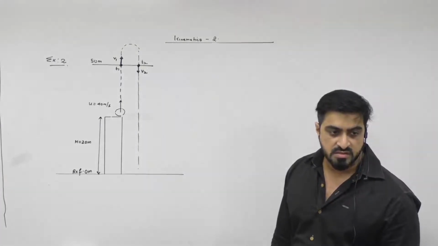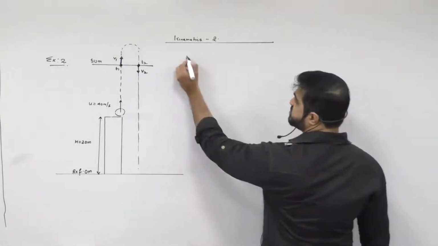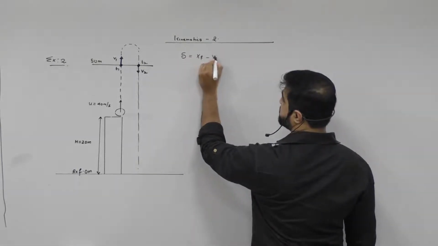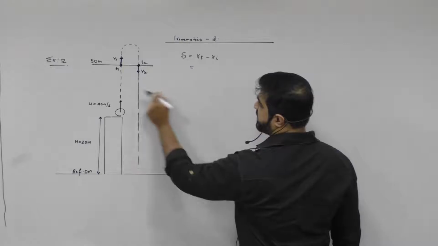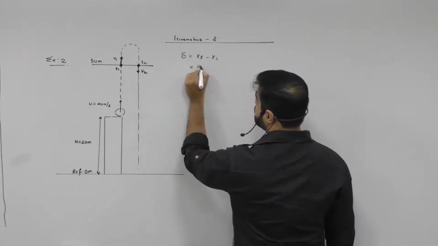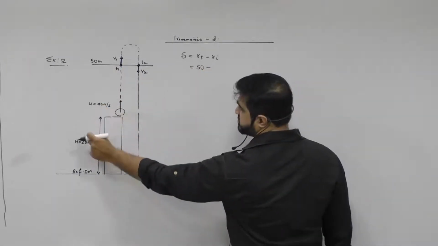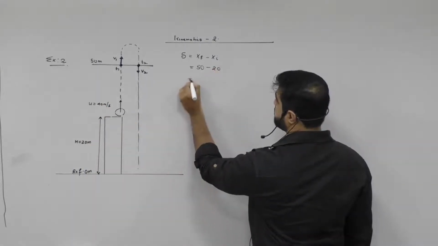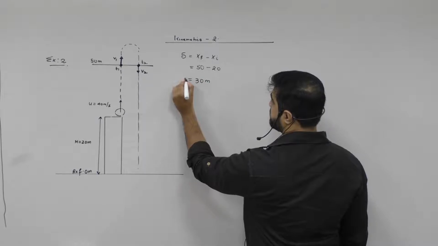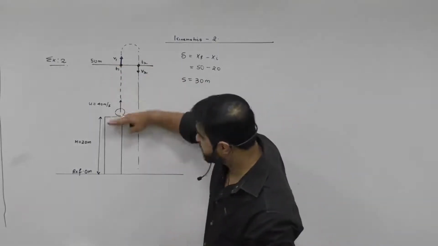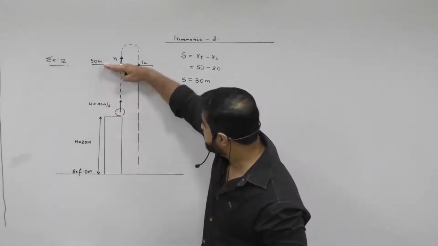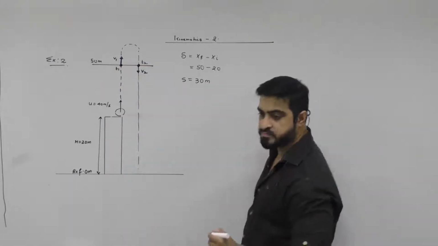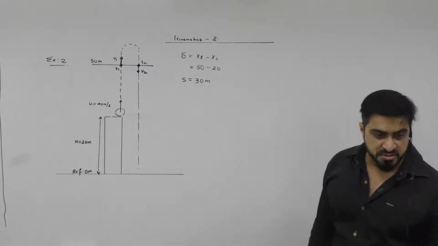Getting it? Can anyone tell me how much is the displacement? It will always be final vector minus initial vector. Final coordinate, where it has to go, is 50. Initial coordinate is 20. So it is going to become 30 meter, plus 30, because obviously this is plus 30. The shortest distance between the initial and final position is 30. So this is the displacement. Displacement is the shortest distance.